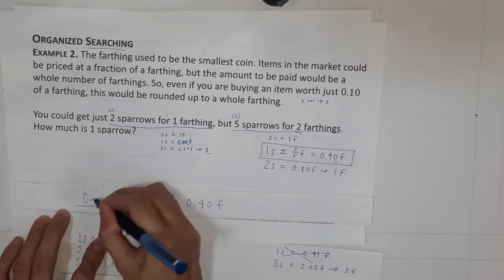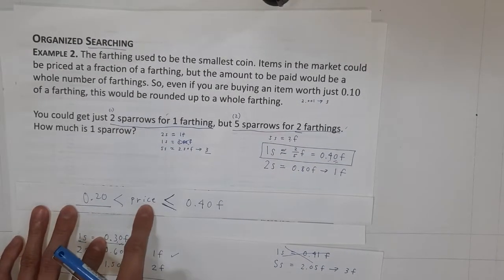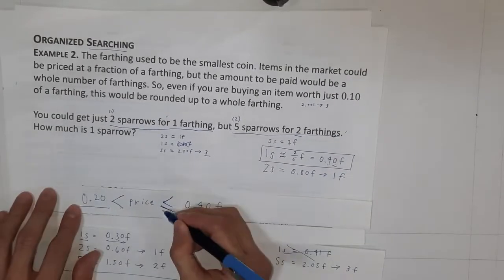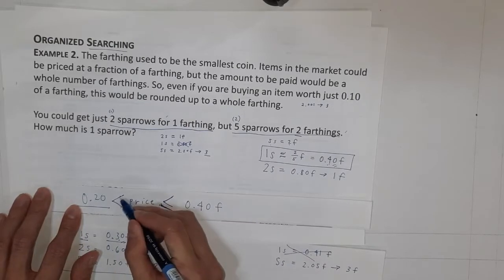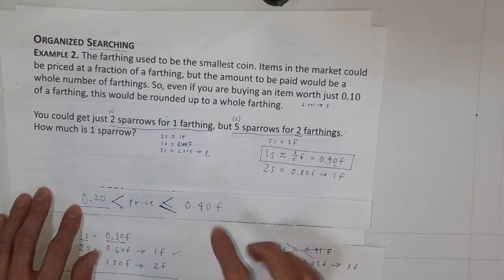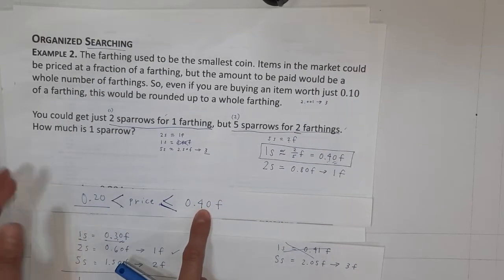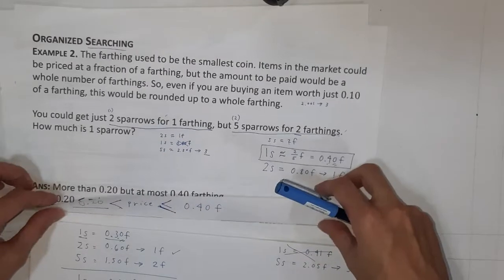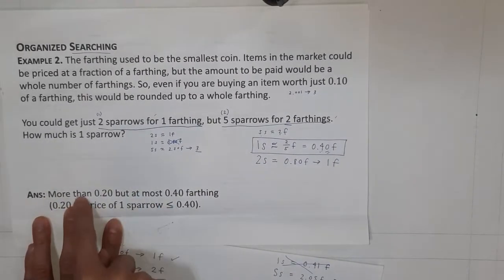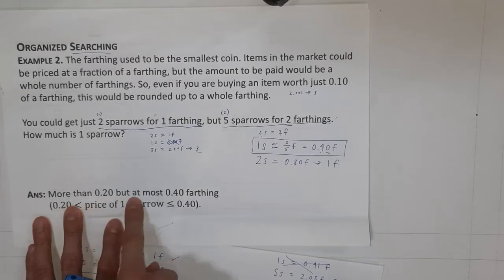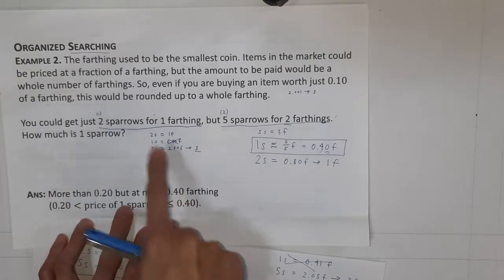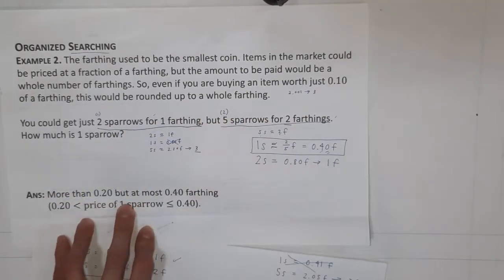So that's our answer. Pag yung presyo ay mas malaki sa 0.2, pero hindi pwedeng 0.2. It's just 0.2 is less than the price. Strictly less than. Pero pwedeng umabot ng 0.4, pero anything beyond ay bawal na. So that's our final answer. The price of one sparrow should be more than 0.2, but it cannot exceed 0.4. Pwedeng 0.4, pero bawal nang lumagpas sa 0.4 para masatisfy yung dalawang requirements.